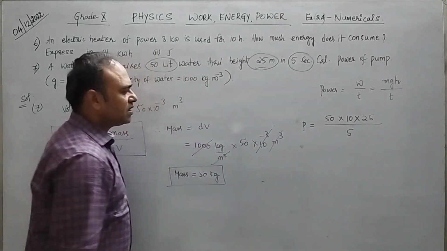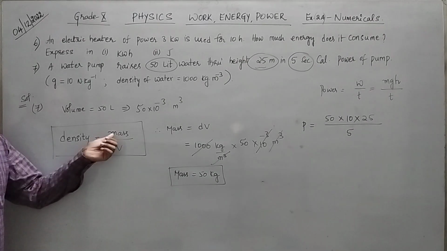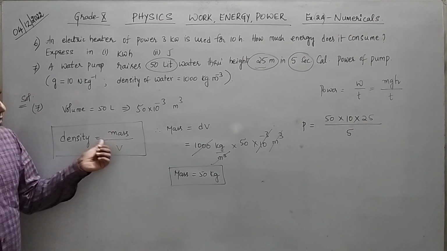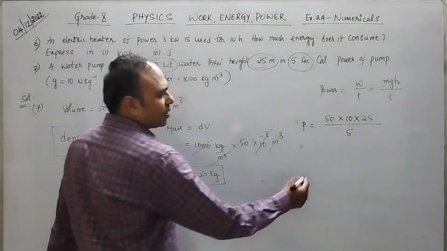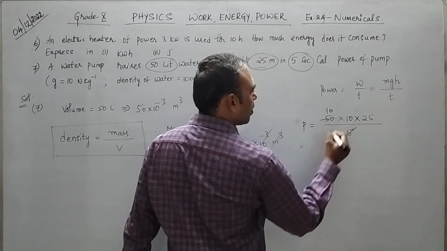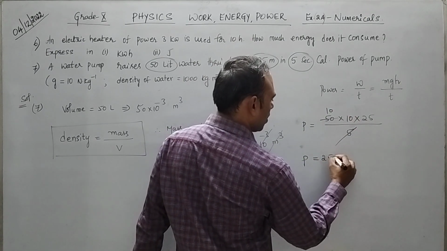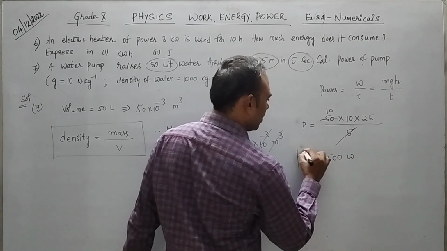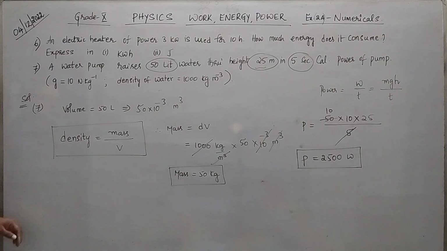Hope you are able to understand. First we calculated the mass by taking the formula density is mass by volume. So mass is equal to density into volume, and you got mass as 50 kg. Now you can solve this. So the power is 2500 watt. So I think you have got the same answer. Hope you have understood this.